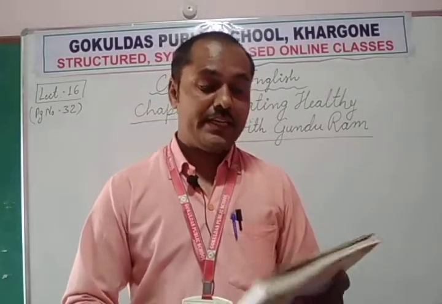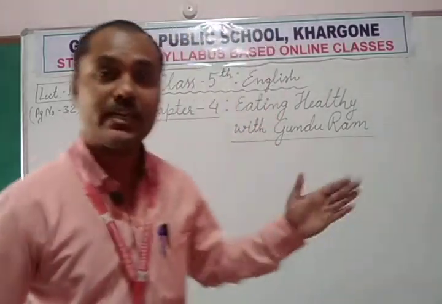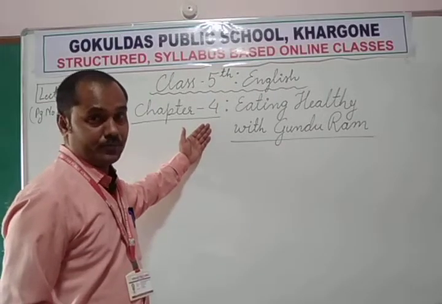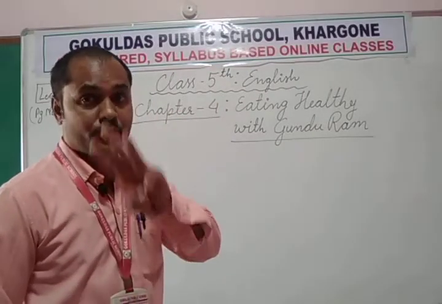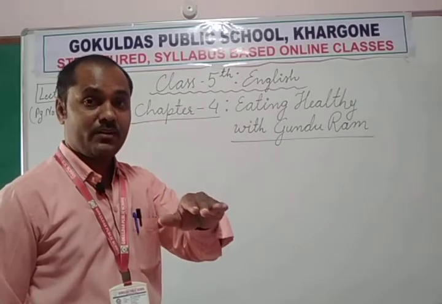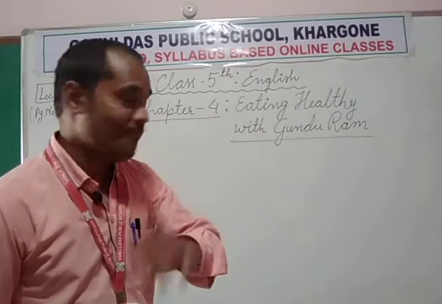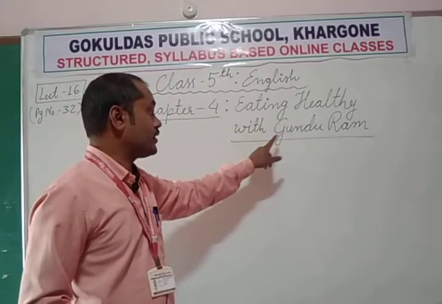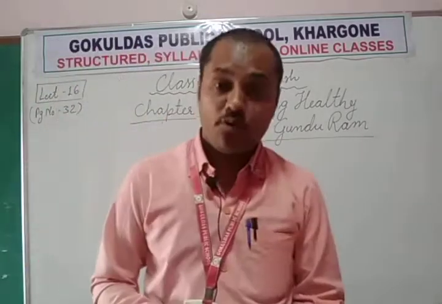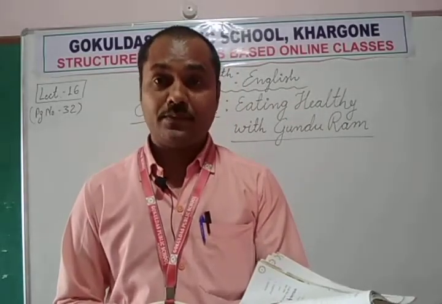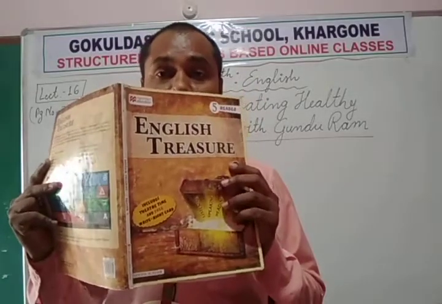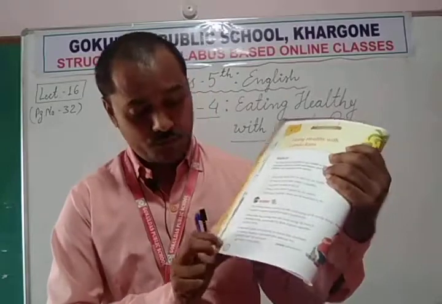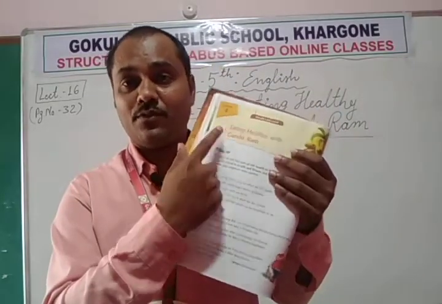Now after eliminating this third chapter, we are directly coming to chapter number 4. We have reduced chapter number 3, so that's why after chapter number 2 we are just coming to chapter number 4. Chapter number 4, the heading of the chapter is Eating Healthy with Gundu Ram. Who is Gundu Ram? Open page number 32 in your English Treasure book. Page number 32. We have chapter number 4.